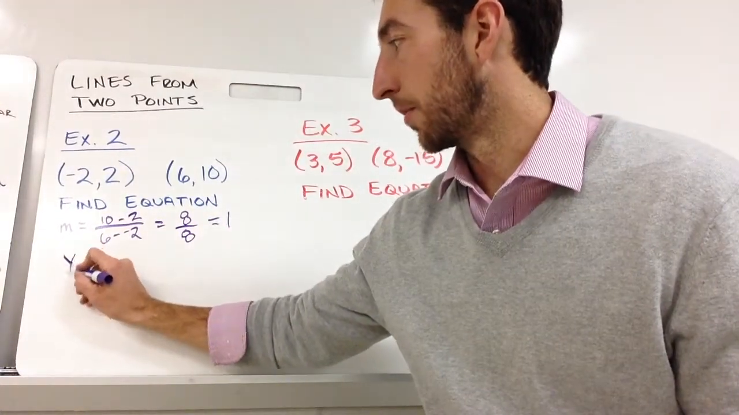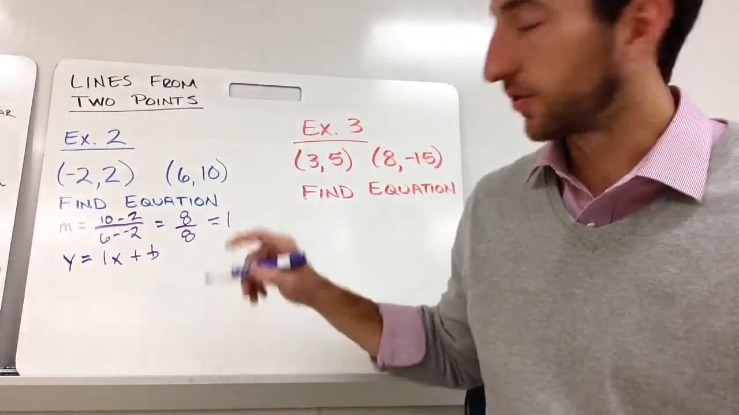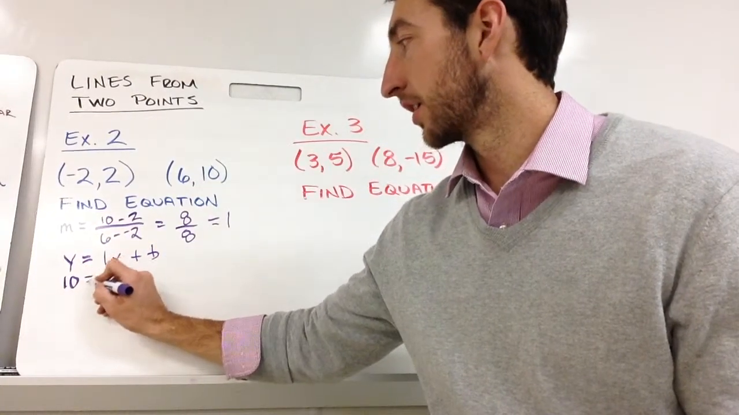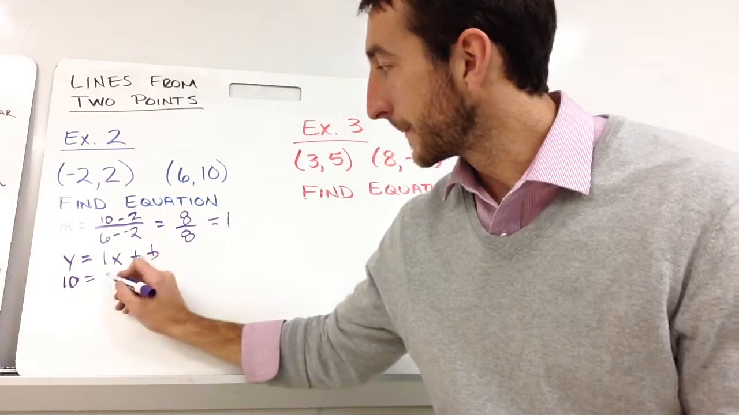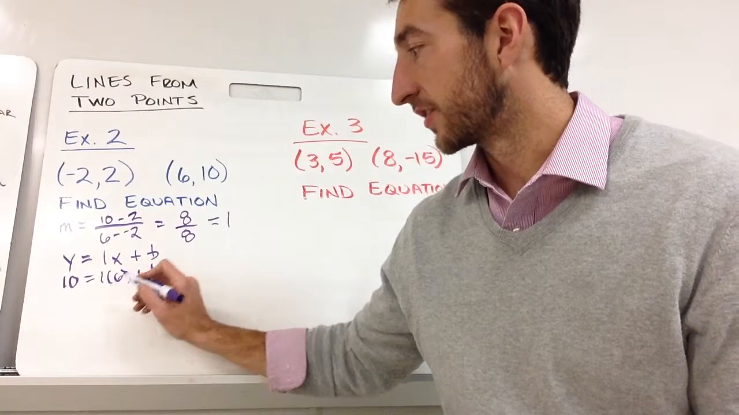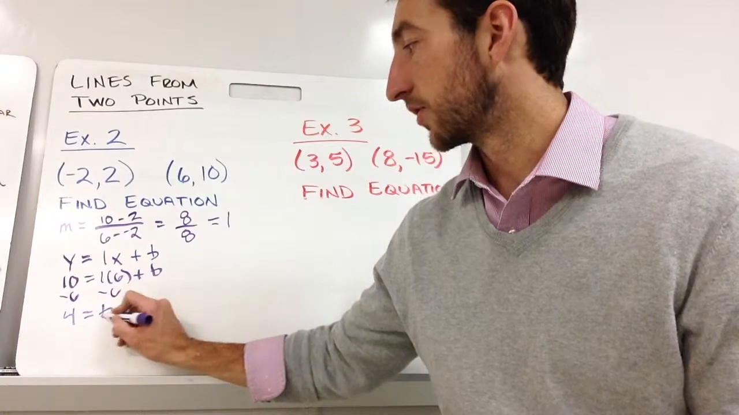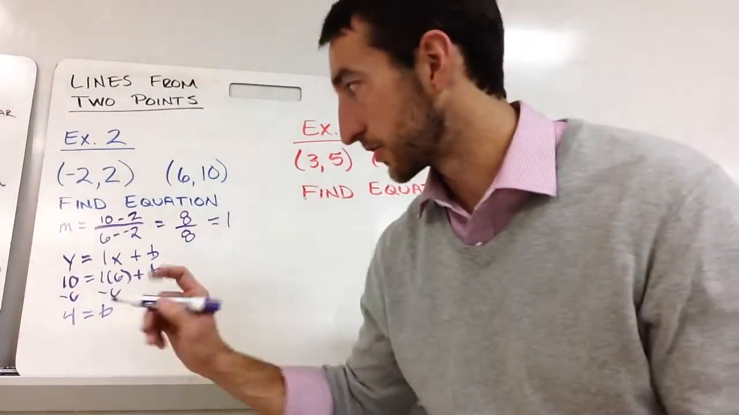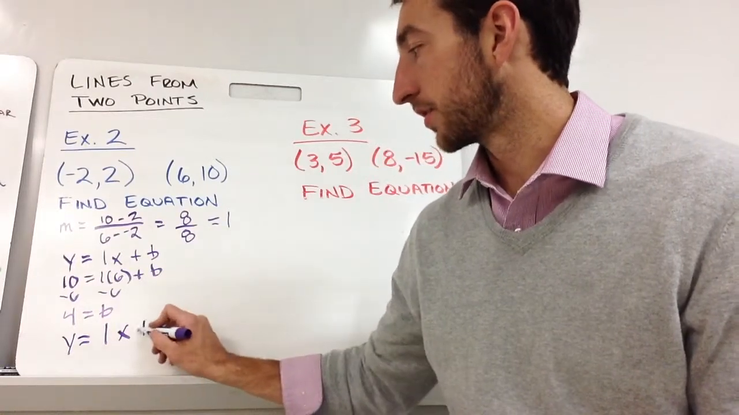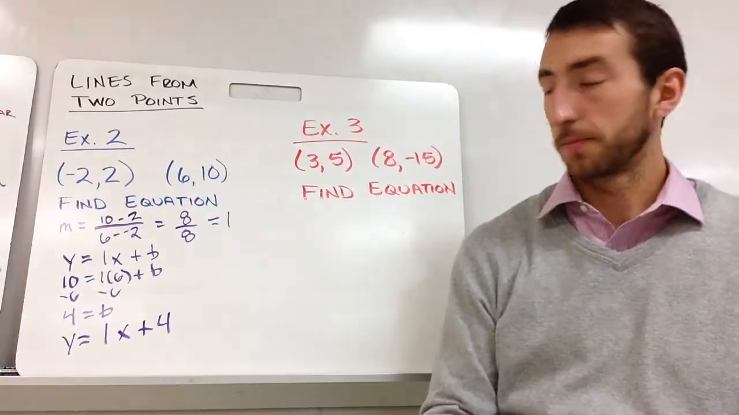I plug it into my y equals mx plus b. I don't know what b is, so I'm going to pick any point. I like (6, 10), so I'm going to sub in 10 for y, 1 times 6 plus b. 6 times 1 is 6, so I subtract 6 from both sides, and I get 4 equals b. Now I know my slope and my y-intercept, so I can write my equation: y equals 1 times x plus 4. And that's all you have to do to write the equation if you're given 2 points of a line.